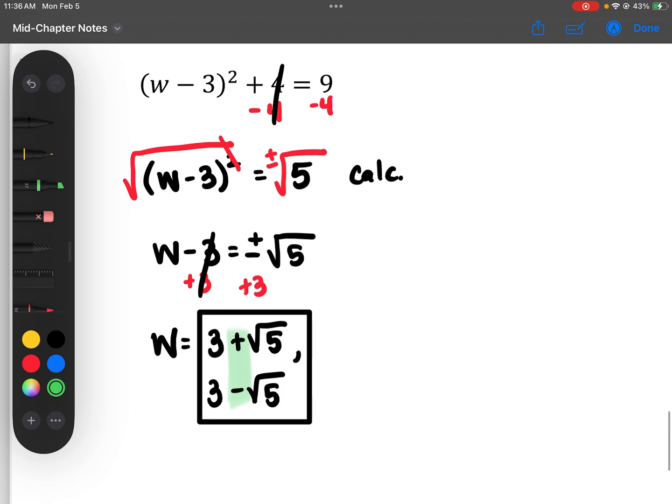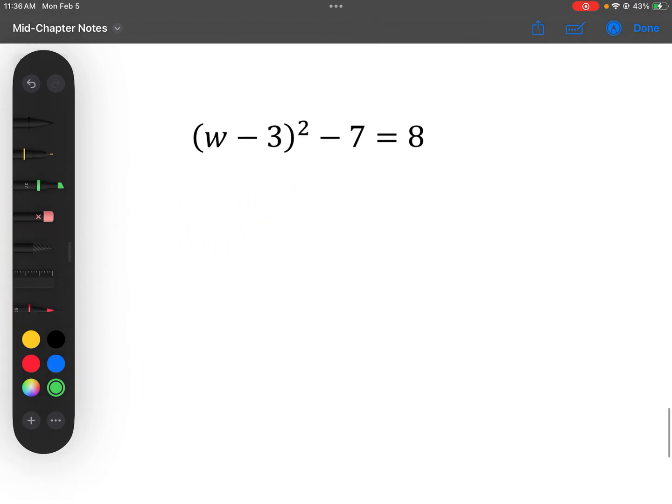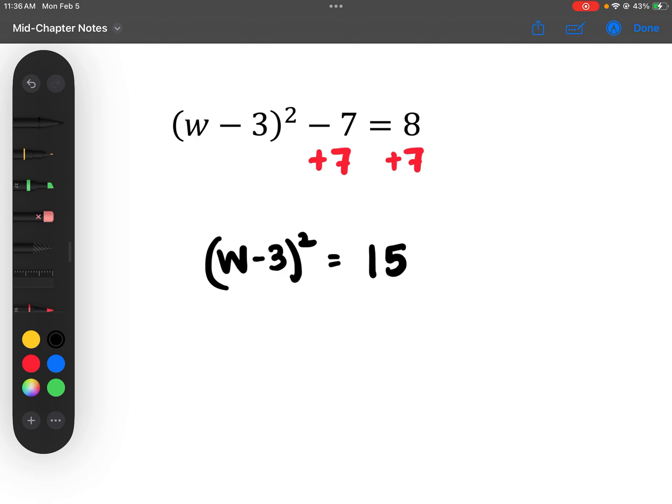Okay, one last question I want to cover. For this problem, I'm going to go ahead and add 7 to both sides. So that gives me w minus 3 squared equals 15. And then you'll go ahead and take the square root. That gets rid of the square.